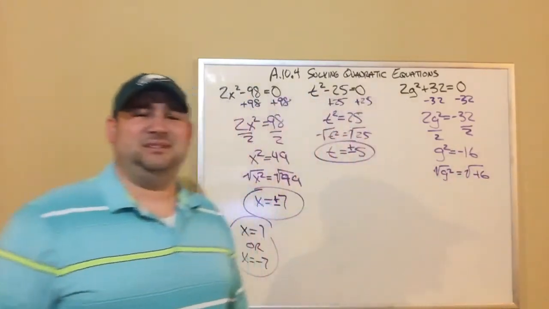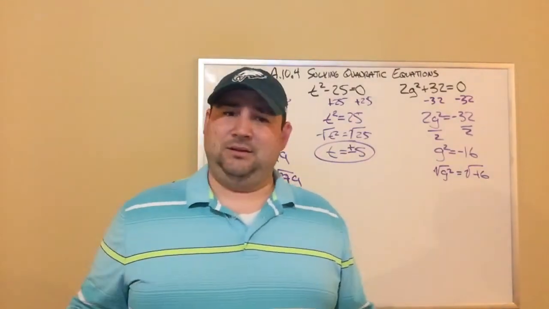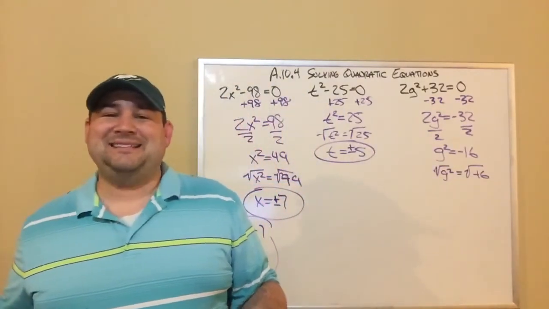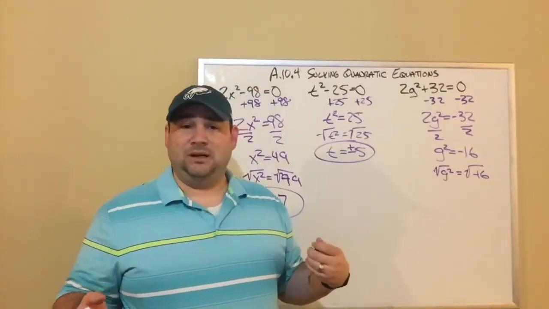Square root of negative 16. So what if we plug that in our calculator? Our calculator is going to tell us error, because you can't take the square root of a negative number. That is not possible. Whenever we take the square root of a negative number, we're going to get error in our calculator.